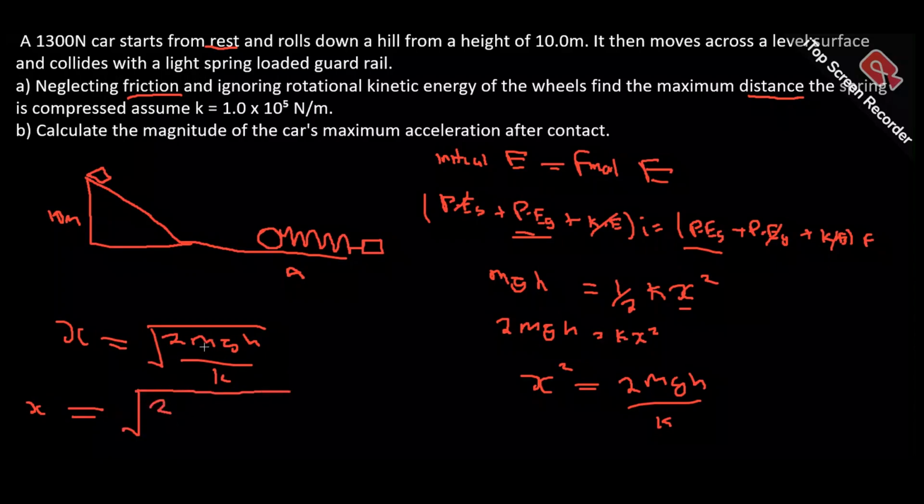Two. Now we don't have mass, but we've been given the force, and we know that mg is the force. So I'm going to substitute 1,300 at this point. What about the height? The height is 10. What about the value of k? This one here, 1.0 times 10 raised to the power 5. Punch this on the calculator, you are done. You should get 0.5099. This is going to be in what? Meters.